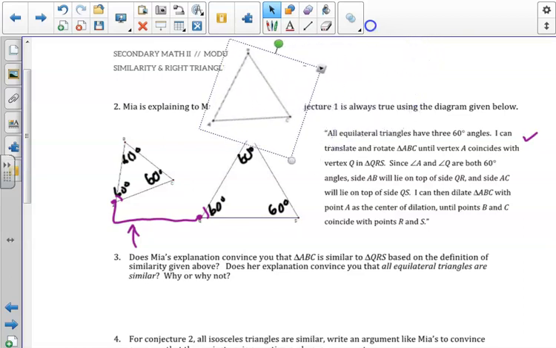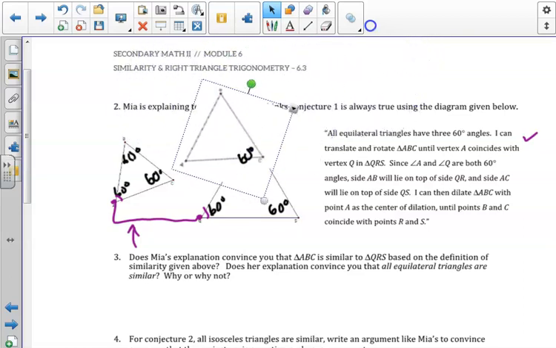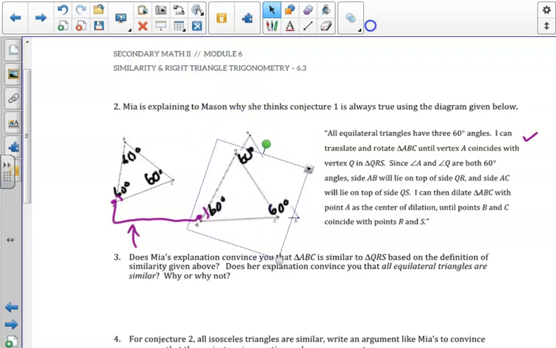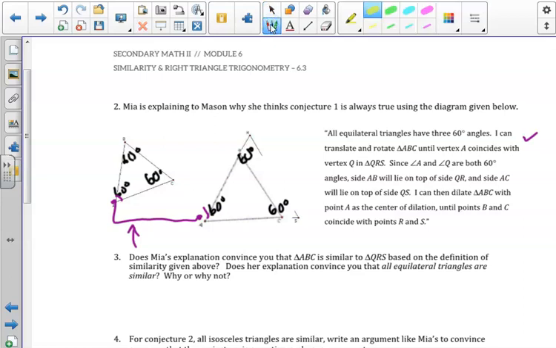So what I'm going to do is I have this initial triangle over here, and if I coincide A with Q and show you what that might look like, it will look something like this. So A is lying on top of Q, and then we do notice that point B from our original triangle, which is here, will end up on side Q.